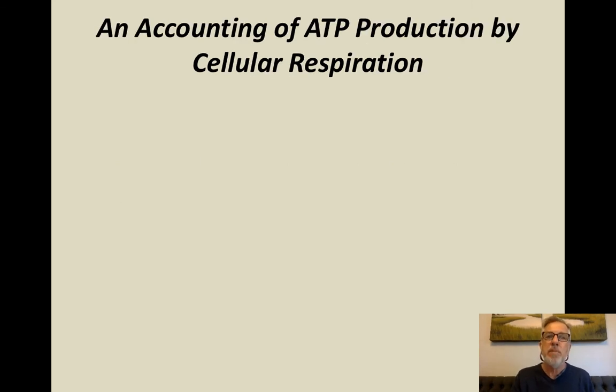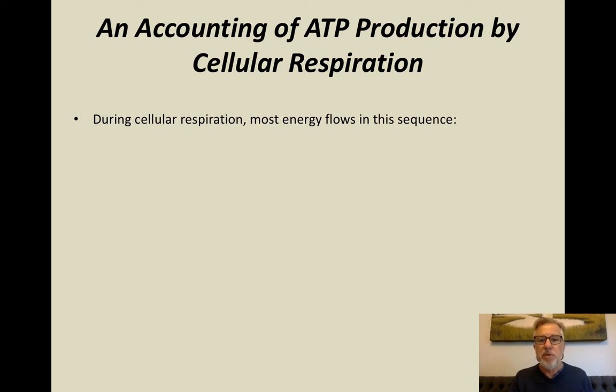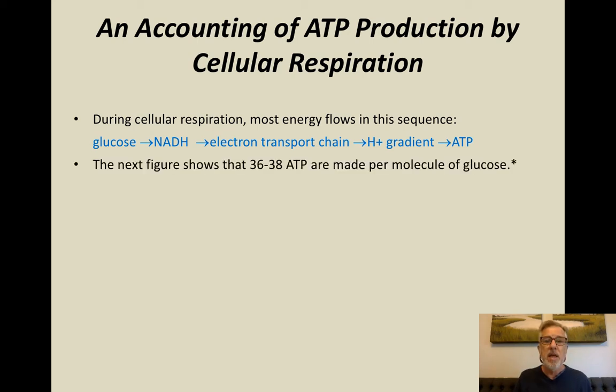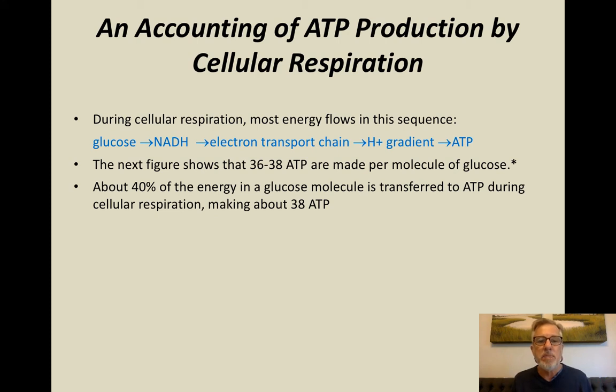Finally, let's account for the amount of ATP produced by cellular respiration. So during cellular respiration, we've now seen the energy flow goes as follows. Glucose to NADH to the electron transport chain to the hydrogen ion gradient to ATP. All the energy that doesn't end up in ATP ends up as heat. In the next figure, we're going to see that on average, one molecule of glucose creates somewhere between 36 and 38 ATP. And that means that about 40% of the energy in glucose is transferred to ATP during cellular respiration.